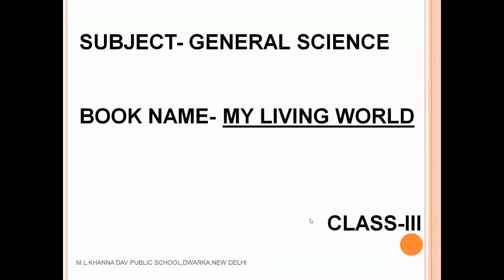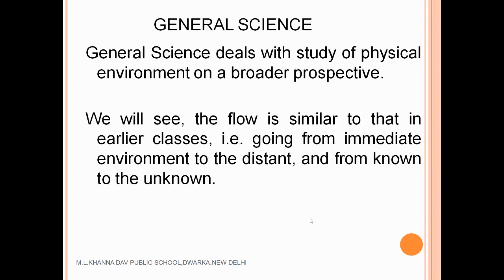Dear children, in classes 1 and 2, you have studied environmental studies. Now from class 3 onwards, the subject has been bifurcated into two parts, that is general sciences and social sciences. Let us know what general science is all about. General science deals with study of physical environment on a broader perspective. Here we will see the flow is similar to that in earlier classes, that is going from immediate environment to the distant and from known to the unknown.